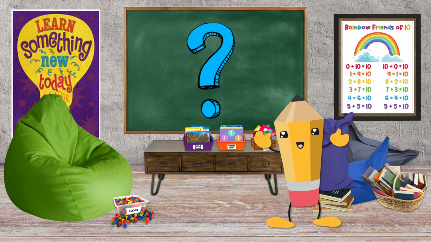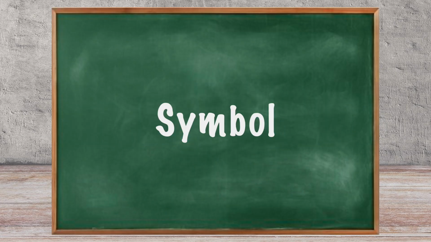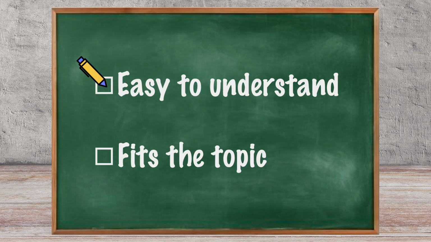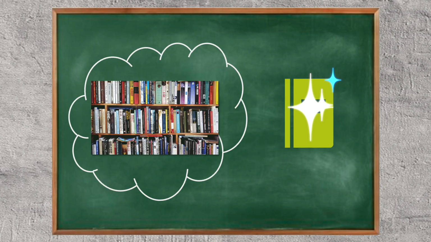Well, next we choose a picture or symbol to represent our data. The picture or symbol should be something that is easy to understand and that fits the topic. Since we're talking about books, let's use a book for our symbol.